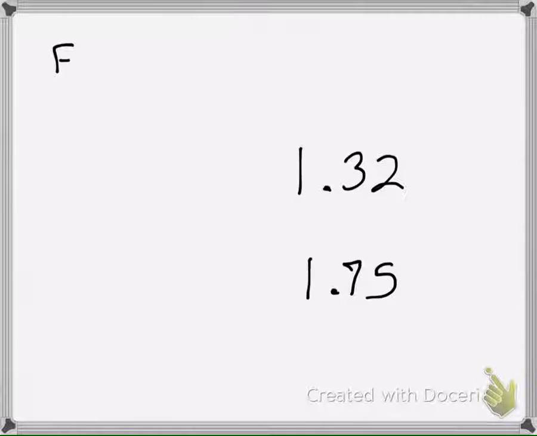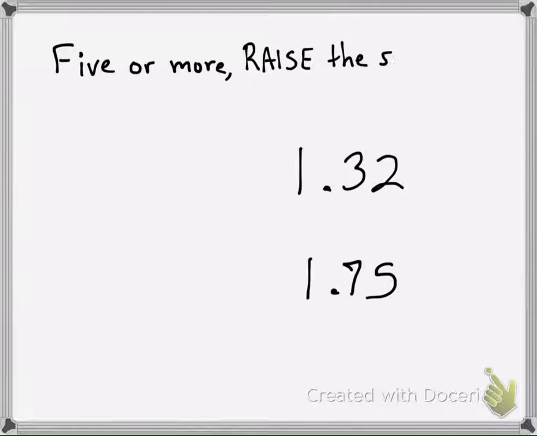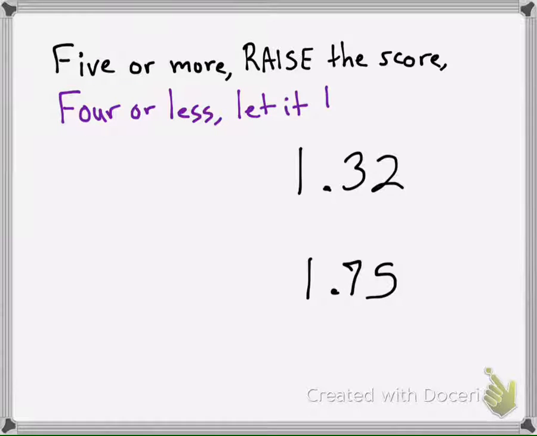For those of you who like rhymes and songs, those of you who like to listen to songs and then remember the lyrics really well right after you listen to them the first time, this is going to help you the best because that means you're an auditory learner. So if you remember this little saying, 5 or more, raise the score. 4 or less, let it rest. And you use this to round, it also works.